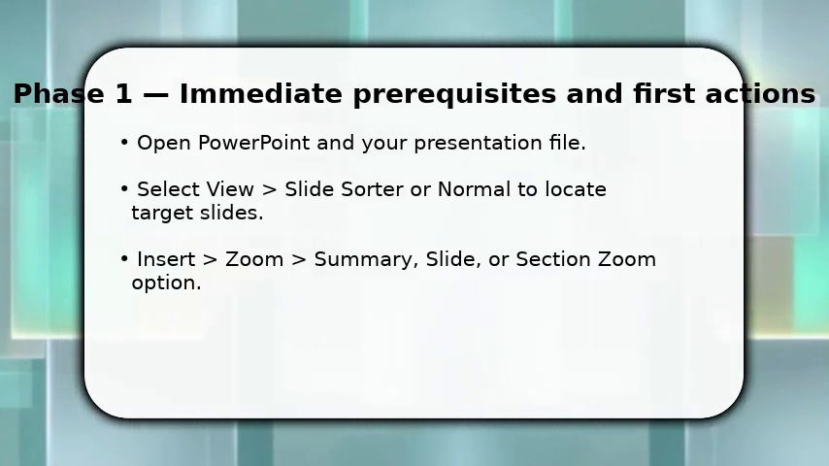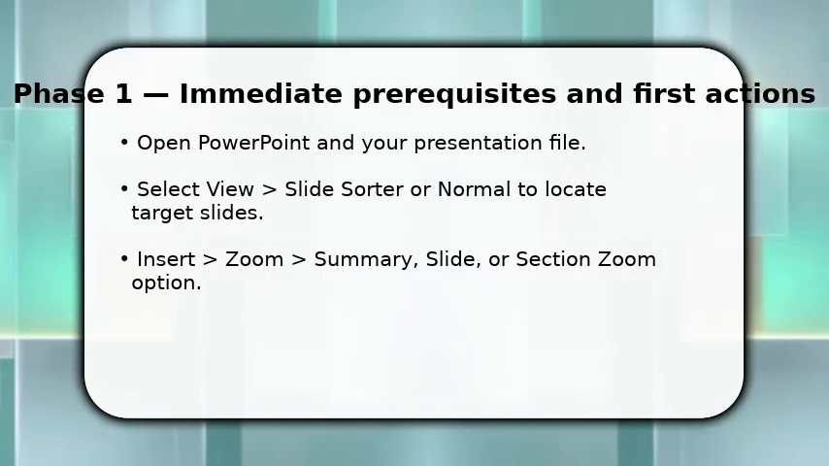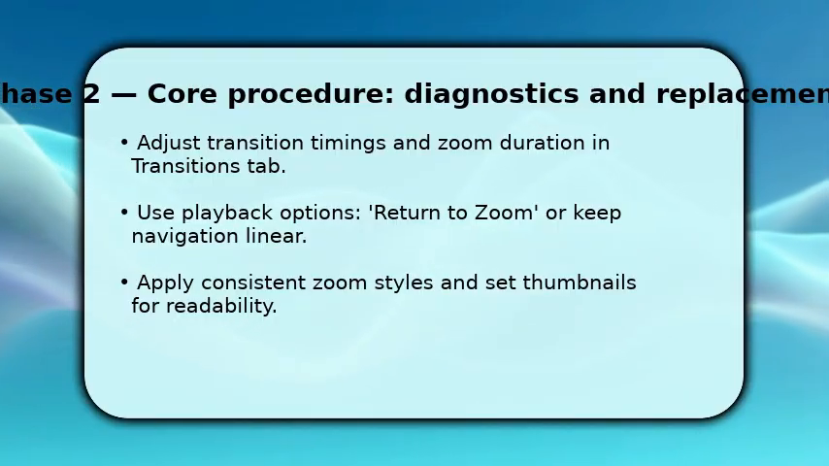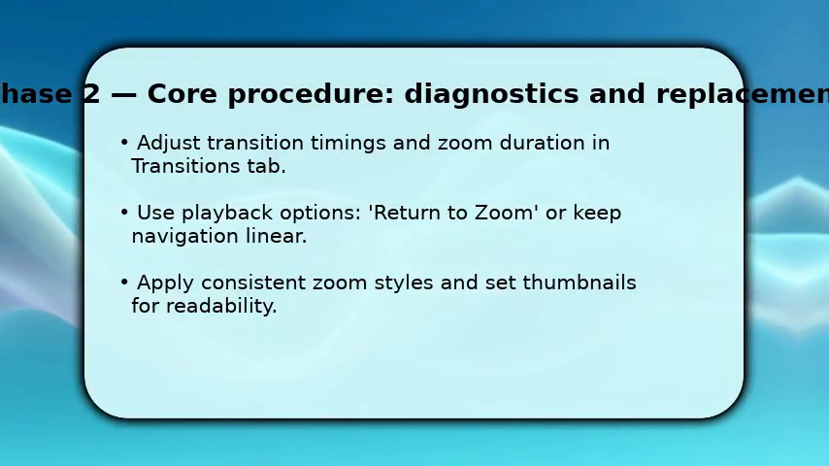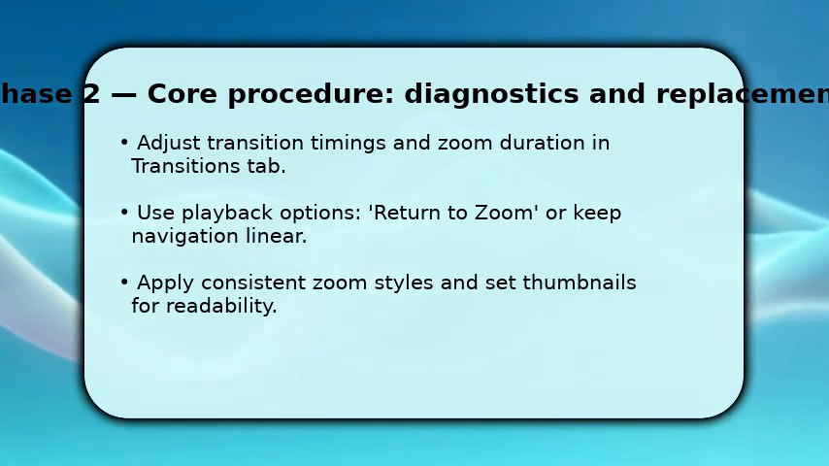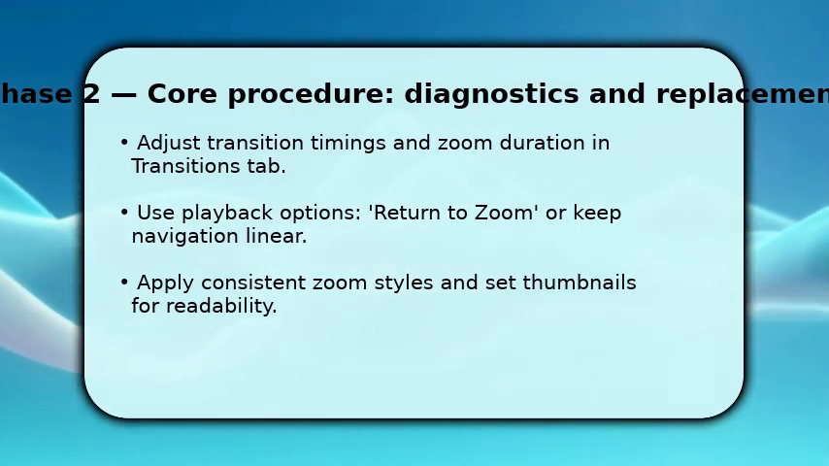Now refine how the zoom moves and feels. You click a zoom object and use the Transitions tab to set duration and easing. Shorter durations feel snappier for live demos, while longer ones suit storytelling. Once done, toggle Return to Zoom if you want users to go back. Otherwise, leave navigation linear for a forward flow.